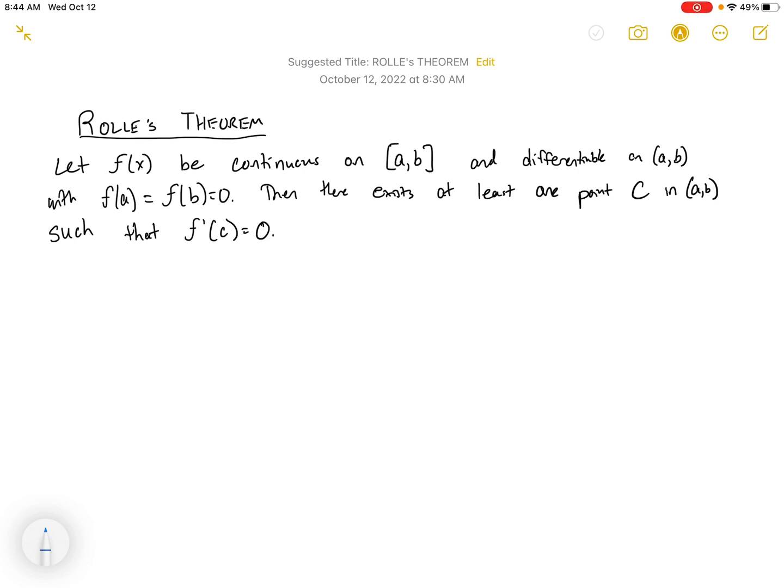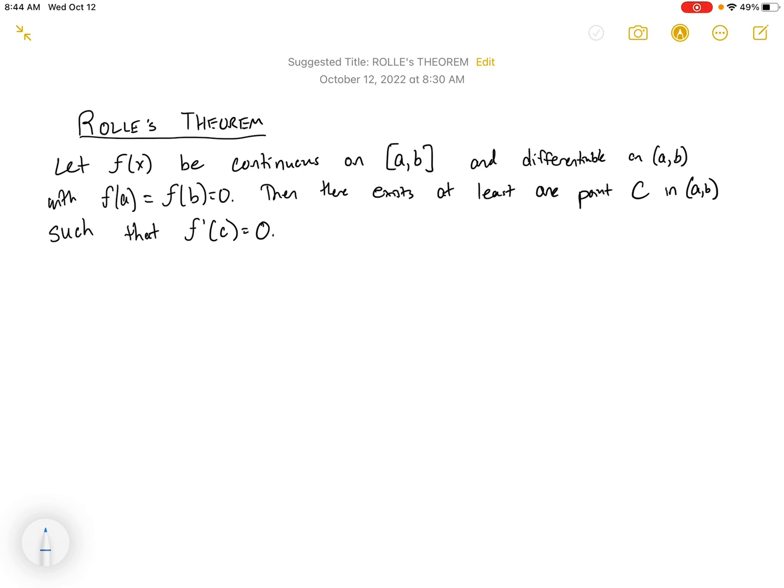Okay, so Rolle's theorem. Let f of x be continuous on the interval [a, b], that's inclusive there, and differentiable on the non-inclusive interval (a, b), with f of a equal to f of b equals 0. That means we have two zeros, one at a, one at b. There could be others. We just know that we have those two.